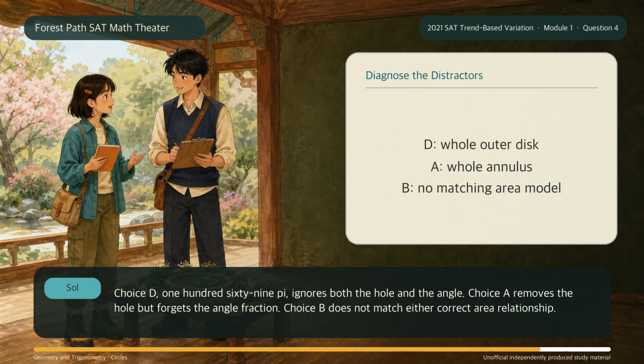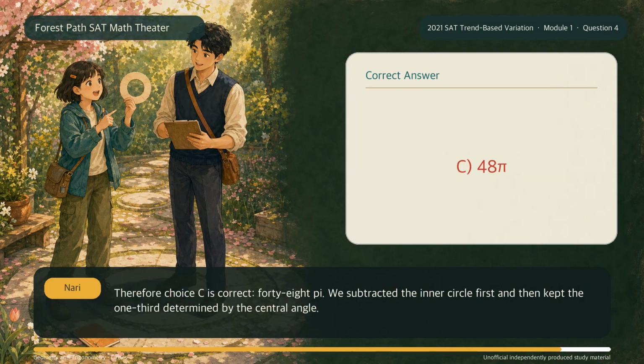Choice D, 169 pi, ignores both the whole and the angle. Choice A removes the whole but forgets the angle fraction. Choice B does not match either correct area relationship. Therefore, choice C is correct, 48 pi. We subtracted the inner circle first and then kept the 1/3 determined by the central angle.